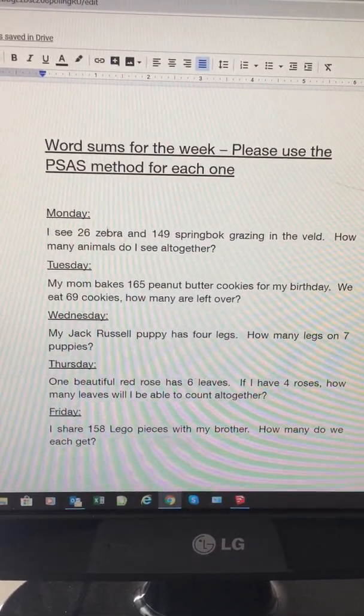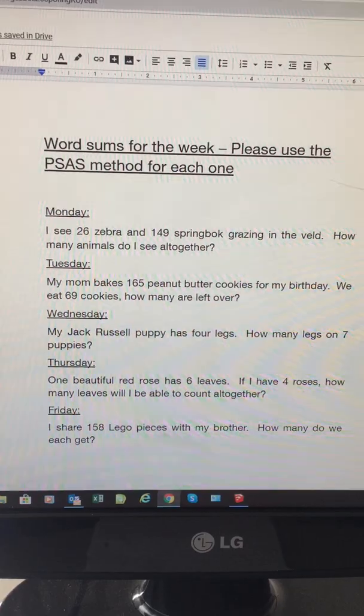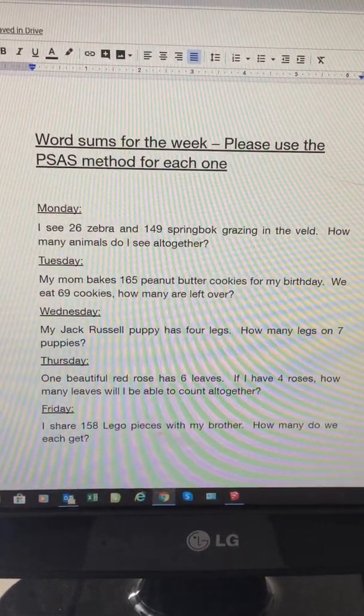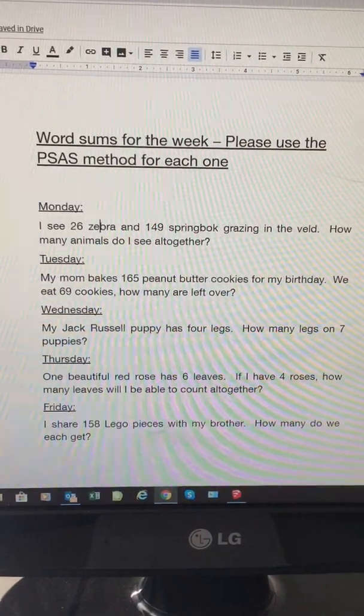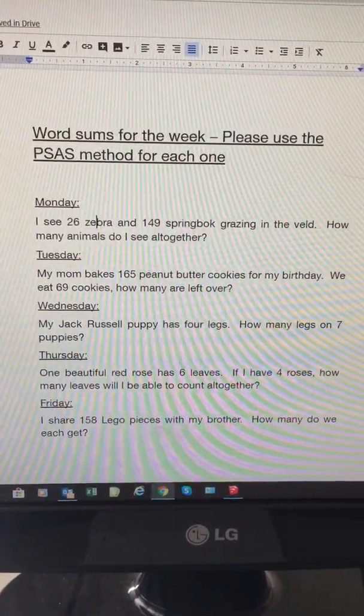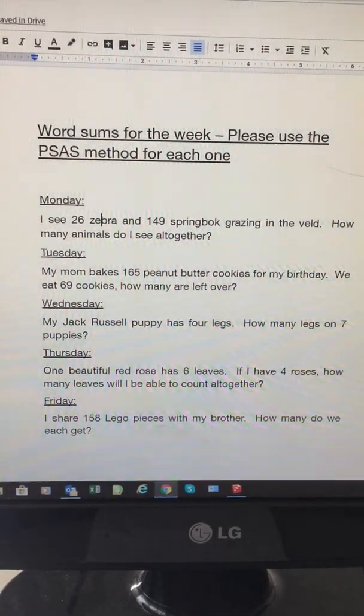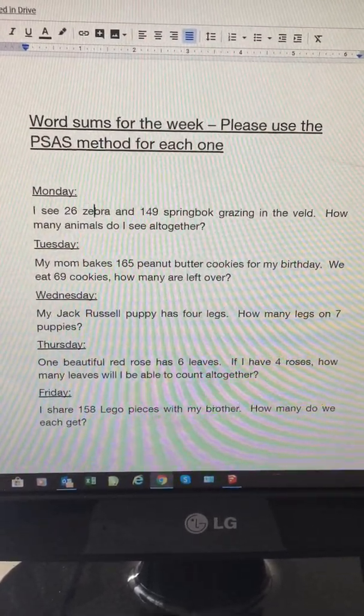You will see that there are 5 of them. You need to do 1 per day. It says there, Monday, Tuesday, Wednesday, Thursday, Friday. So what you need to do is do 1 per day, and please write out the word sum on a piece of paper, just like I've done over here.